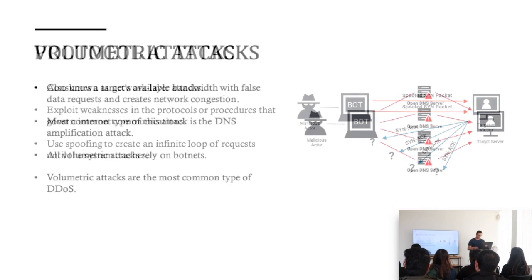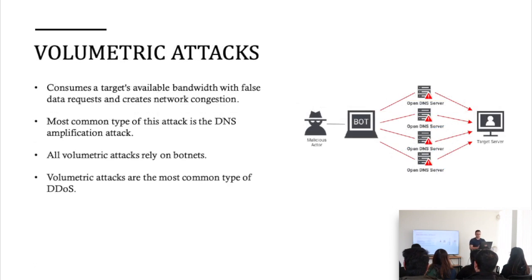And finally, we have a volumetric attack. Now, this attack consumes the target's bandwidth with false data requests. The most common type of volumetric attack is the DNS amplification attack. What happens here is the attacker takes the spoofed IP address of the target, uses that IP address, and sends it to the DNS server requesting a lot of things. So it just keeps on sending a lot of requests to the DNS server, and the DNS server takes all those requests and sends back responses.